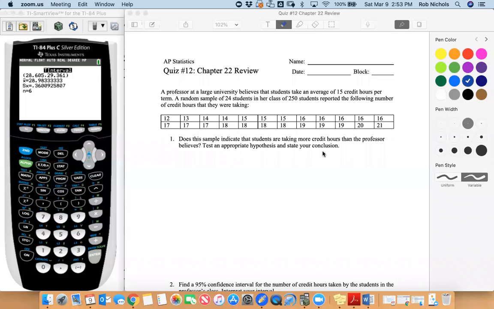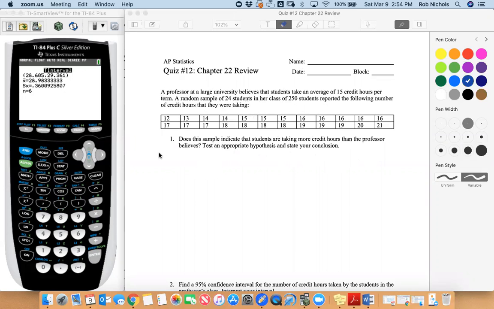All right, this is the Quiz 12, Chapter 22 review. A professor at a large university believes the students take an average of 15 credit hours per term. A random sample of 24 students in her class of 250 students reported the following number of credit hours that they were taking. Here's my data. Does the sample indicate that students are taking more credit hours than the professor believes? Test an appropriate hypothesis and find your conclusion.